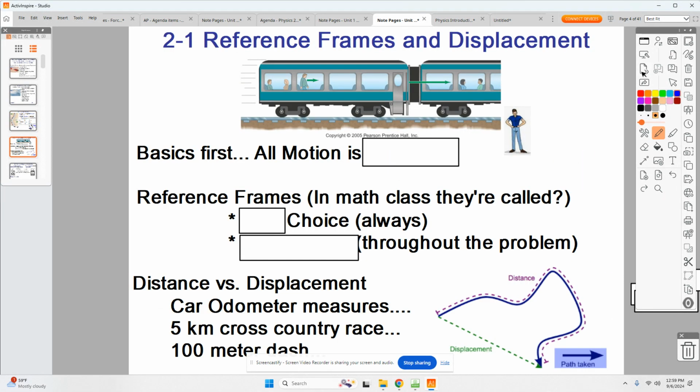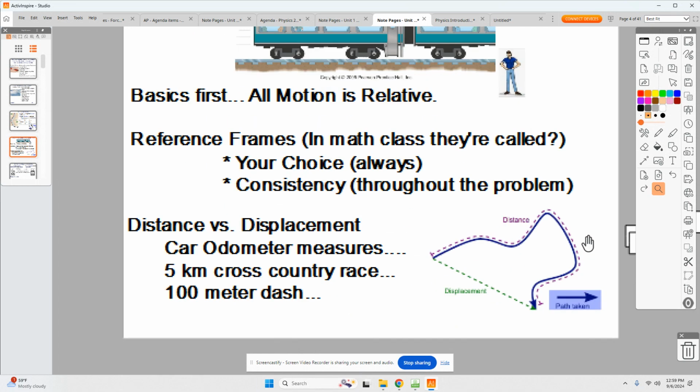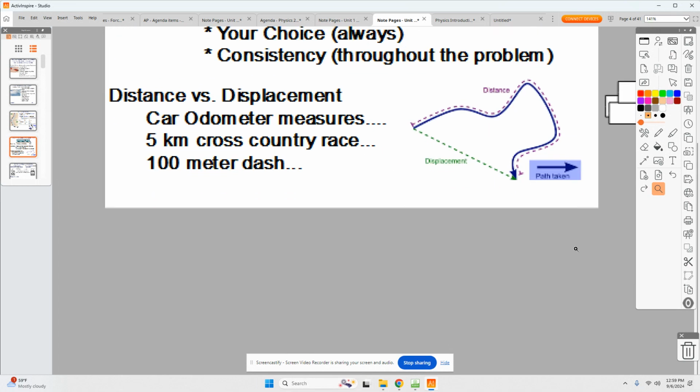Well, we did this yesterday, right? We talked about motion as relative. It's your choice, but you have to be consistent throughout. I'm going to ask you now to make a distinction between two quantities called distance and displacement. They both start with D, and sometimes people might use them interchangeably. But in the real world, in physics, we have to make a distinction between them.